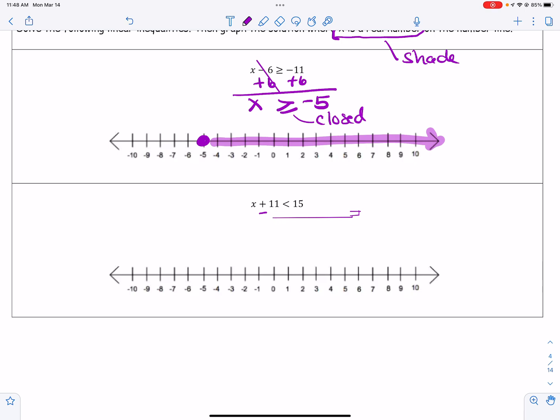Oops, I don't know what happened there. I'm going to subtract 11. And so then I get x is less than 4. 4 is not included, so it's an open circle, and then I will shade to the left.